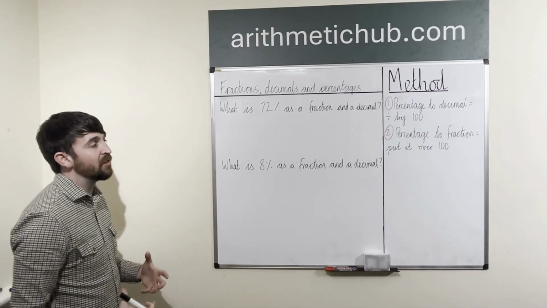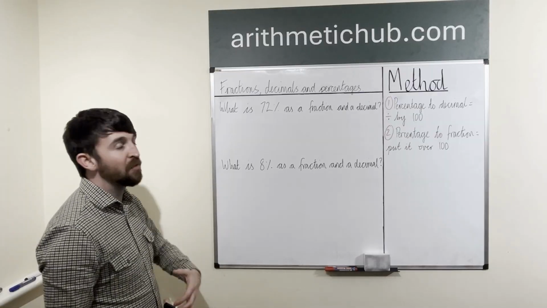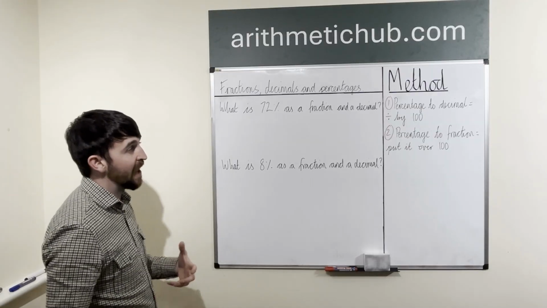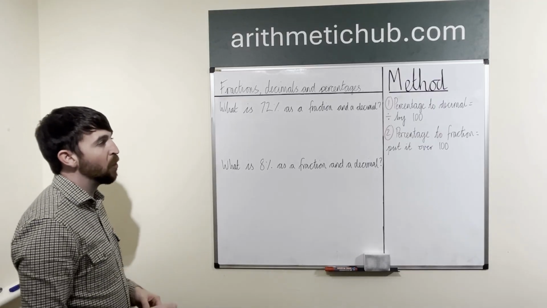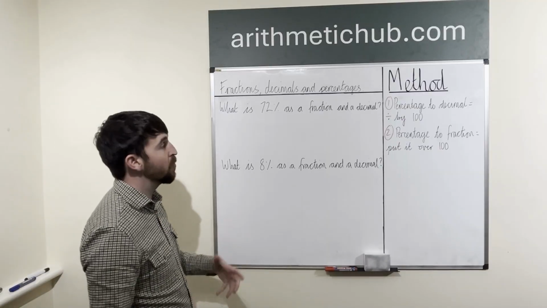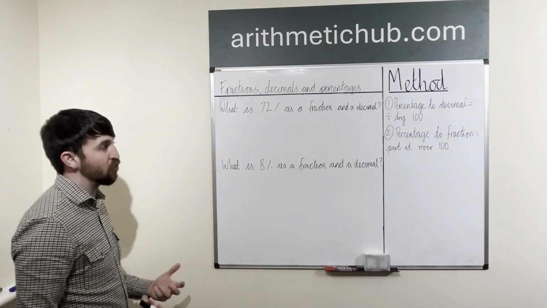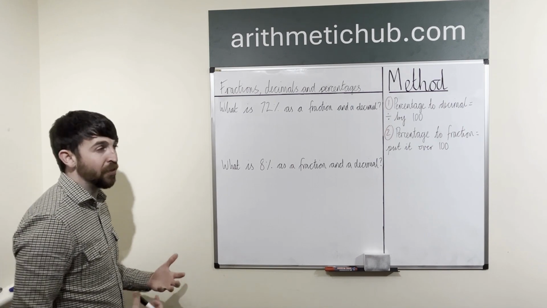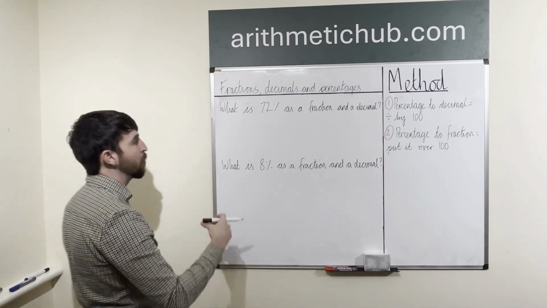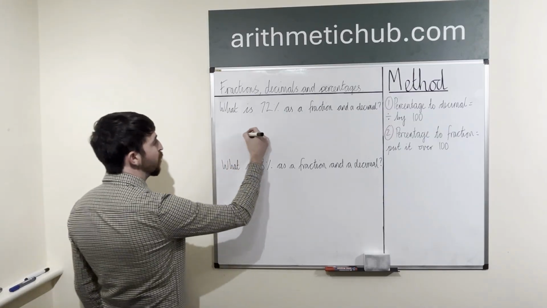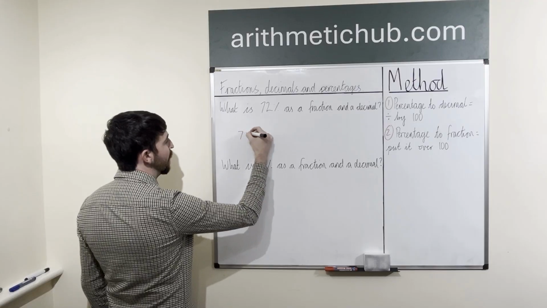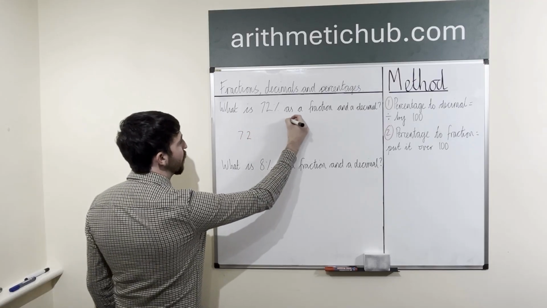The word percentage, and the way I like to think of it, is percentage means part of 100, okay? So when you're working with percentages, it's easy to think, right, okay, these are going to be using hundredths, aren't they? Because 1/100th is 1 part of 100, okay? So percentage to decimals, what you need to do is just divide it by 100. So if I have 72 here, I'm going to divide it by 100.